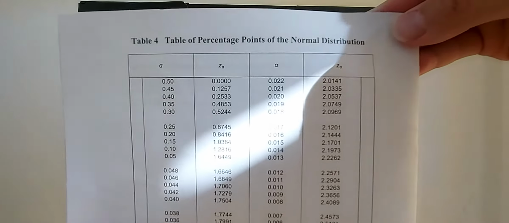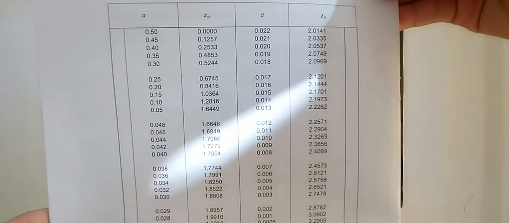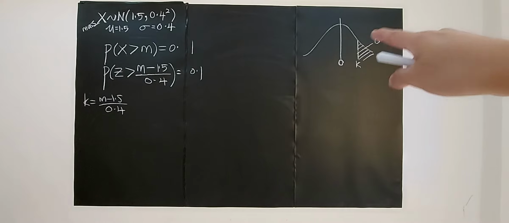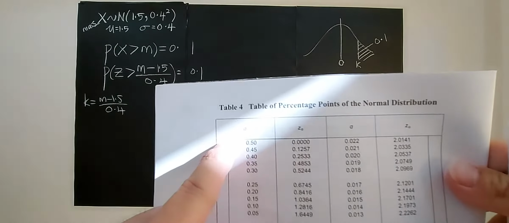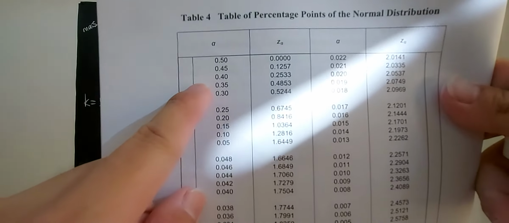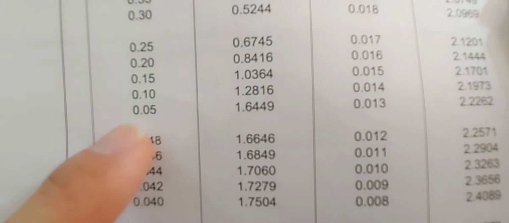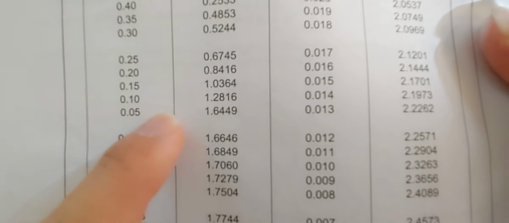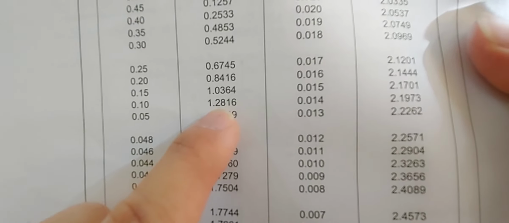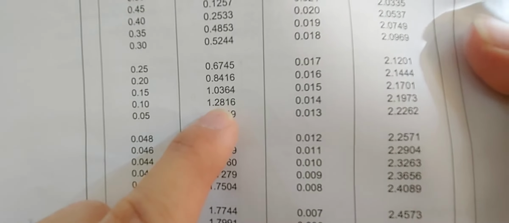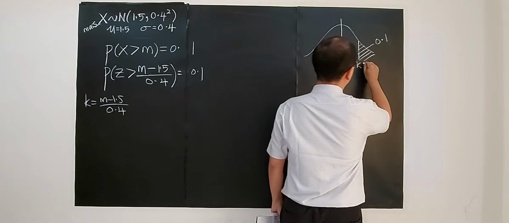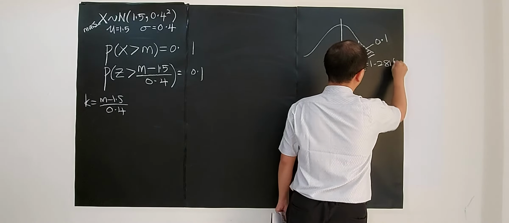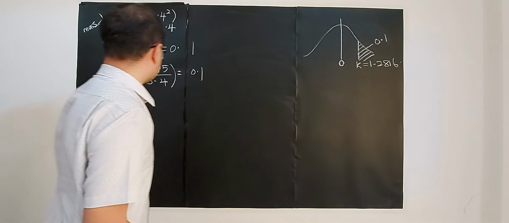Table 4 at the end of the page of statistical tables. So, the table of percentage points here. If you find the value here, 0.1 actually refers to the alpha, 0.1. So where is 0.1? 0.1, the alpha. So the score Z will be 1.2816. So that means the value of k here is 1.2816 from Table 4.